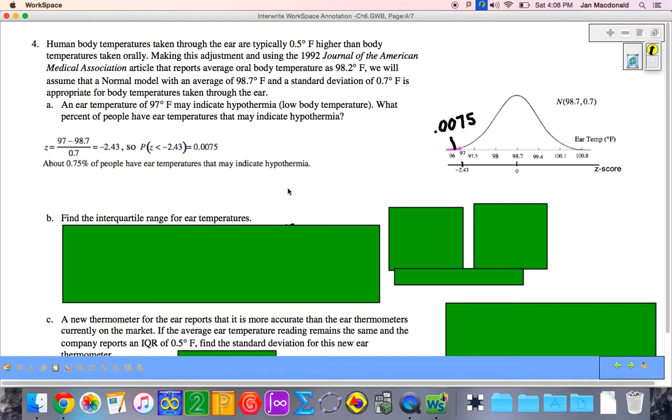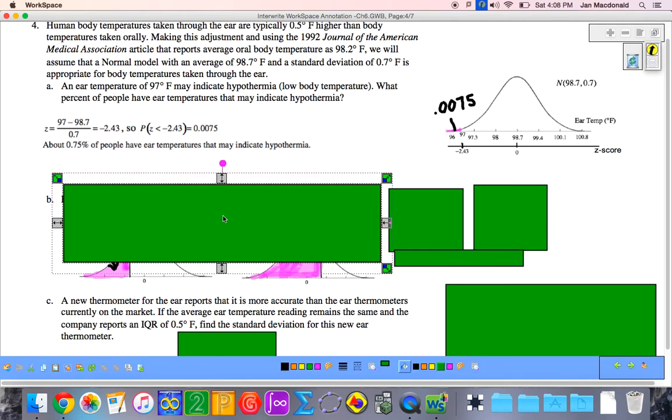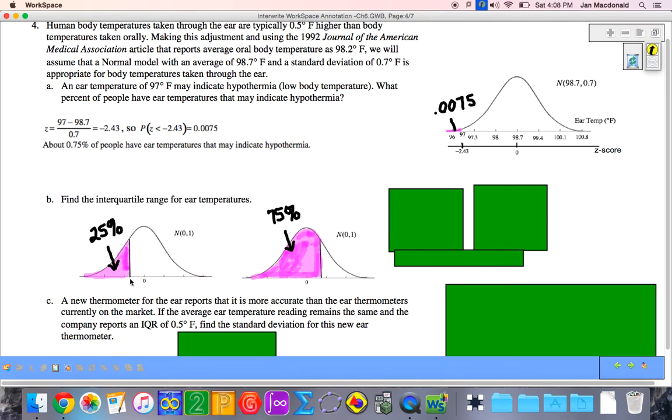Okay, so let's take a look at question B. Find the interquartile range for air temperatures. So again, let's take a look at our pictures for interquartile range. Well, Q1, as we know, would represent the lower 25% of the data values. So here would be our upper boundary for Q1. And we want to know what is that associated z-score, and we'll calculate that in just a moment. And this would be our boundary for the lower 75% or Q3 on the normal curve.